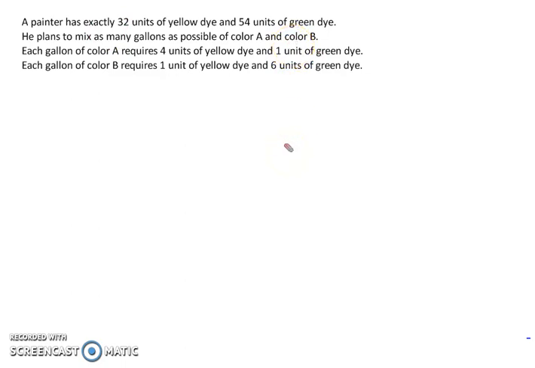Like a lot of these optimization problems, one of the most difficult things is figuring out where my equations come from and where they start. In this particular question, we have a painter who's trying to max out the number of gallons of paint he can make, but he's limited because he only has so many units of yellow and so many units of green.